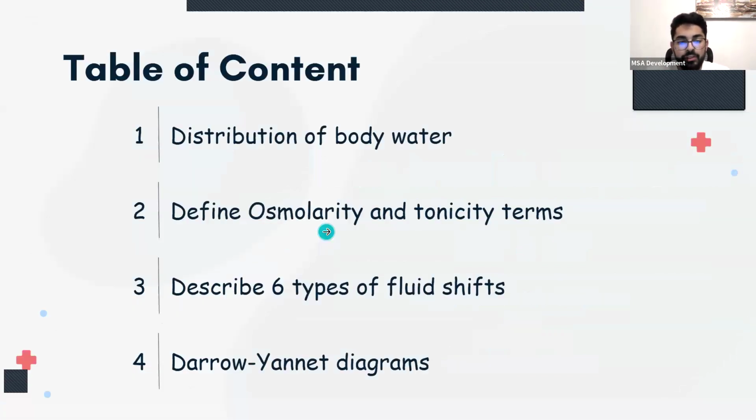So these are the objectives of this session. First, I'm going to go over distribution of water in the body. Then I'm going to define osmolarity and tonicity. Then we're going to go over the 6 types of fluid shifts and how they're going to look like on a Darrow unit diagram.